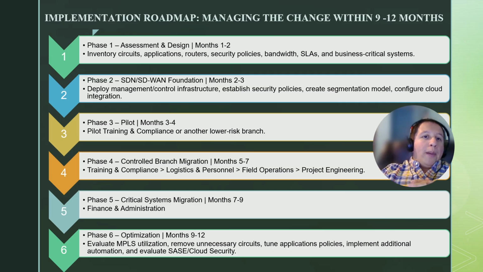Phase three, we're going to do the pilot, months 3 and 4, pilot training and compliance department, or another lower risk branch. We'll start from there. Phase four, we'll go on to each branch, it's a controlled branch migration, months 5 to 7. Okay. Phase five, the critical system migration, months 7 to 9. That's the finance and administration department. And then phase six, optimization. It's going to be months 9 to 12. Evaluate WAN utilization, remove unnecessary circuits, tune application policies, implement additional automation, and evaluate SASE cloud security. Okay.